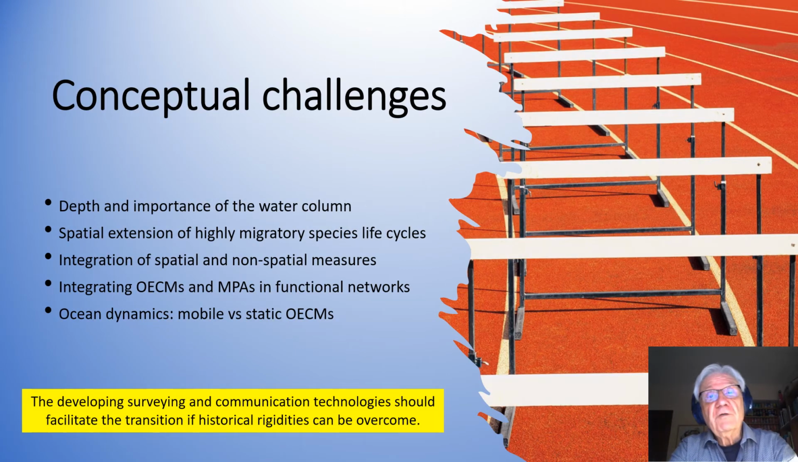The implementation of OECMs in ABNJ also raises several conceptual challenges regarding, for example, the depth and importance of the water column for biodiversity and the potential need to consider multi-layered OECMs, and the implications for vertical and horizontal connectivity and enforcement. For highly migratory species with very extended life cycles, there may be a need to consider functional networks of OECMs for a more effective and coherent sustainable use. The obvious need to integrate spatial and non-spatial management measures is already being faced for conventional fishery closures and should not be a major problem with OECMs.